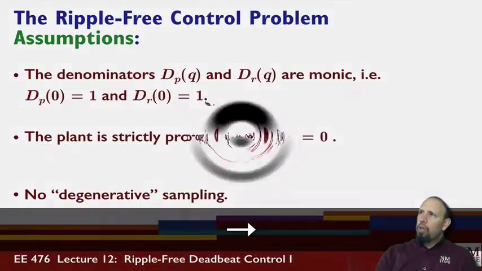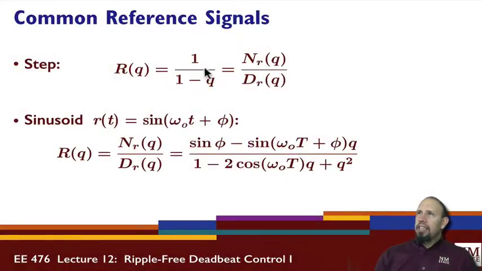Well, for the most part, we're going to assume rational functions like this, a step input. So here's a step input. It's a rational function. Here's a sinusoid. It's a rational function in Q. Okay, and so these are the kinds of functions we're going to look at. And there, as you can see, it's a rational.